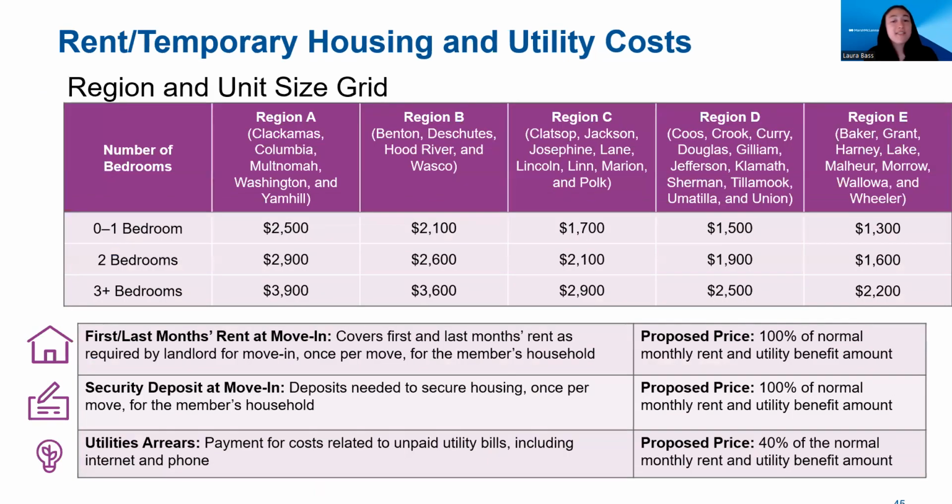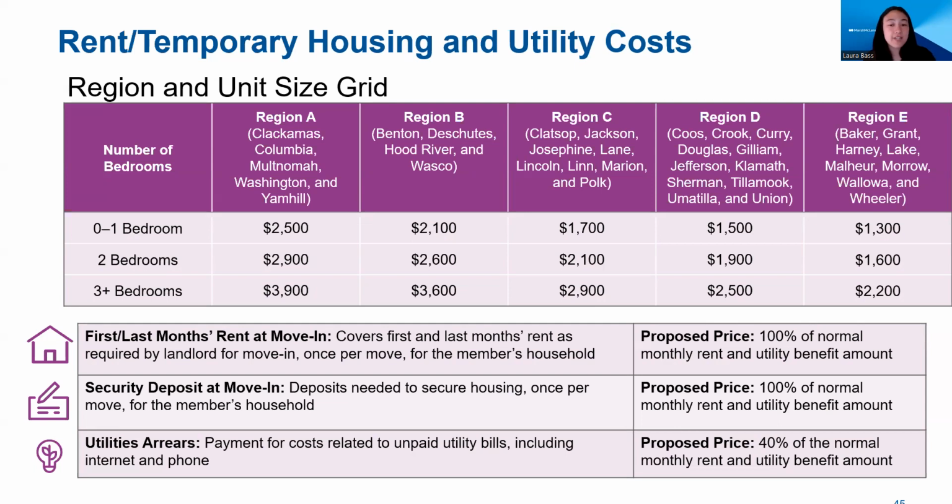Thanks. So on the last slide, I shared the thought process behind the pricing for rent and temporary housing and utility costs. This slide outlines the prices by region and unit size, number of bedrooms. So starting from the top of the slide, we've divided the pricing into 5 regions. The counties for each region are indicated in the grid. The most expensive monthly rates are in Region A on the left, and the least expensive monthly rates are in Region E on the right.